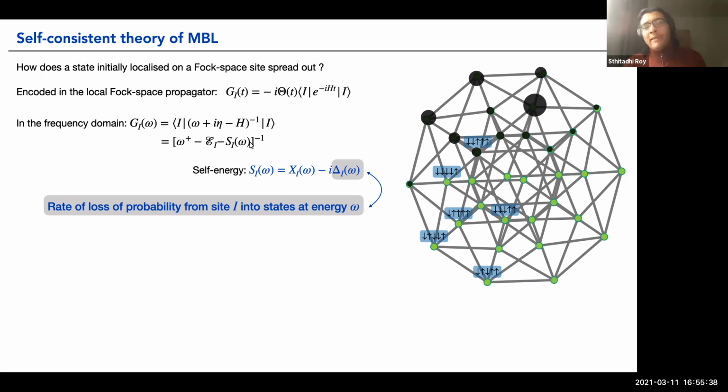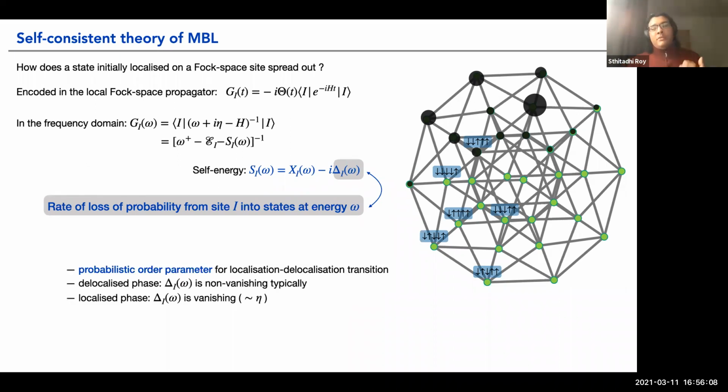And what I've identified is that this self-energy correction has a real and an imaginary part. The real part is just the perturbative correction to the eigenenergies from E_I. Whereas this imaginary part, which I call Δ_I(ω), is the crucial quantity for us, because this is the rate of loss of probability from the initial site I into states at energy ω. So naturally, this is a probabilistic order parameter for the localization-delocalization transition.